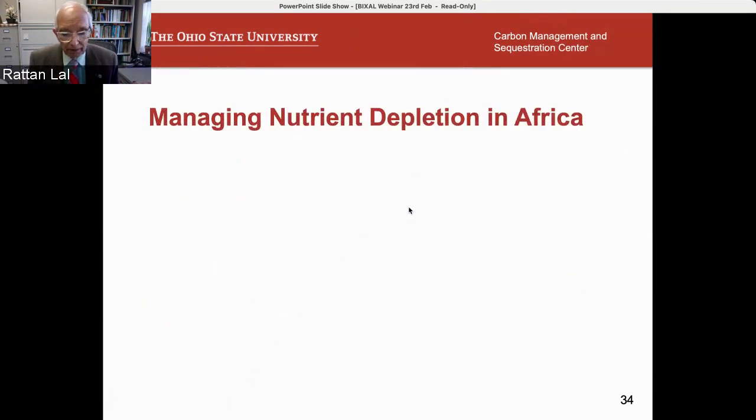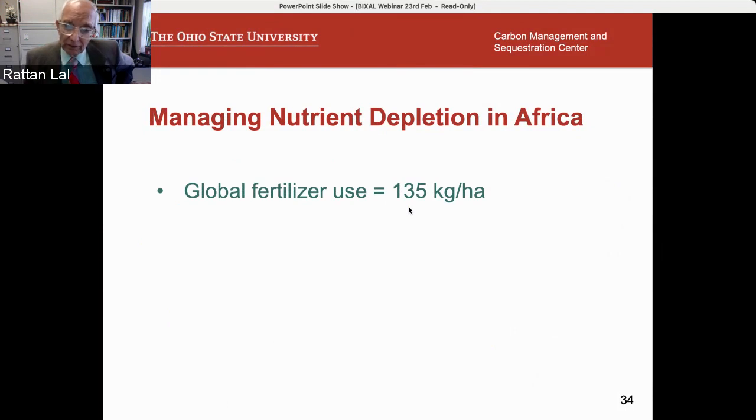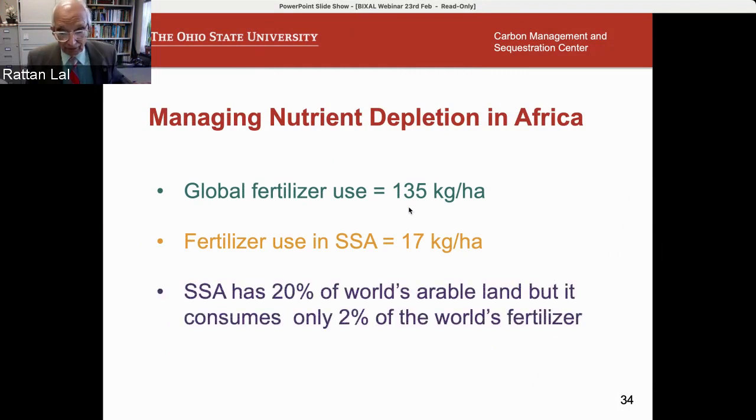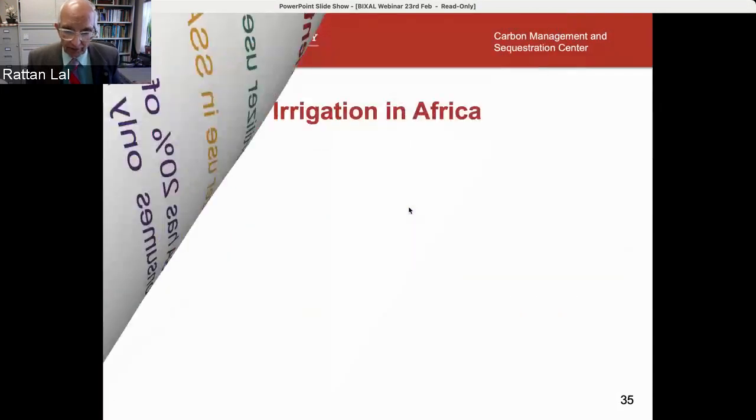I personally believe that the Green Revolution bypassed sub-Saharan Africa because the soil resources were neglected, and are still being neglected. Nutrient management: global fertilizer use is 135 kilogram per hectare, global average. Sub-Saharan Africa, 17 kilogram per hectare. Yesterday, I checked the number. It's about 18 to 19 kilogram. 20% of the cropland area uses only 2% of the world fertilizer.